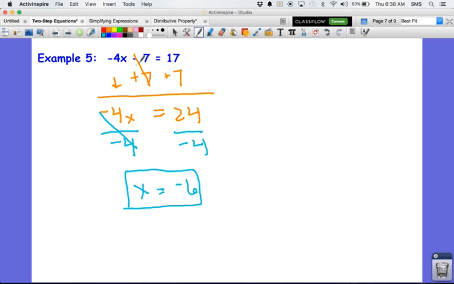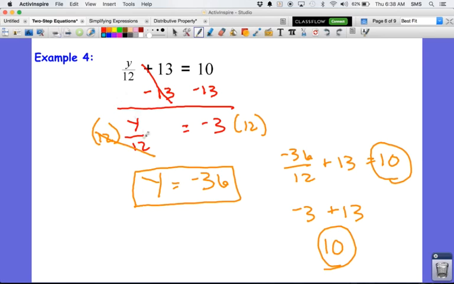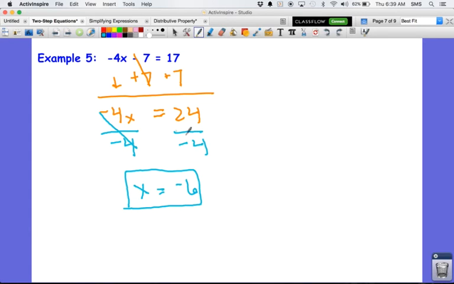So if I want to get rid of subtraction, I need to do addition. If I want to get rid of multiplication, I need to do division. And vice versa. So if I want to get rid of division, like what we did back here, I need to multiply. And if I want to get rid of addition, I need to subtract. And whatever we do to one side of the equation, we have to do to the other side to maintain balance and to make sure that both sides are equal.